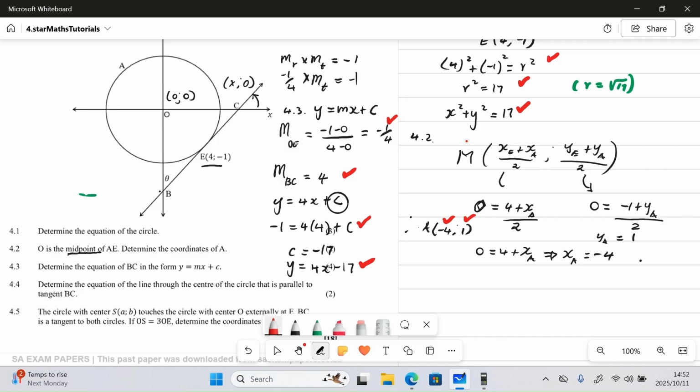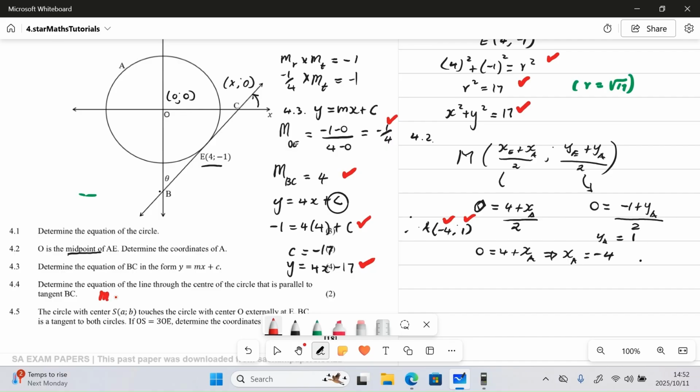4.4 says determine the equation of a line through the center of the circle that is parallel to tangent BC. Parallel lines have equal gradient. Meaning the gradient of that line is equal to the gradient of BC, because they said the two lines are parallel. So, determine the equation of a line through the center.